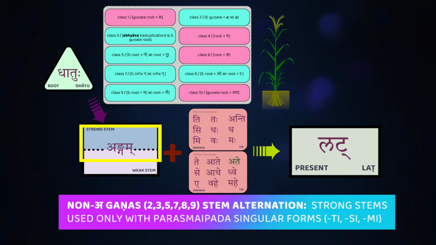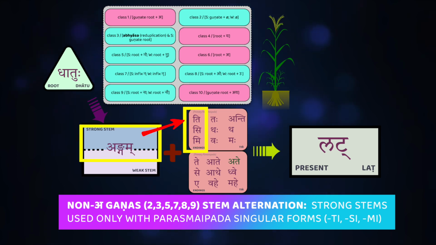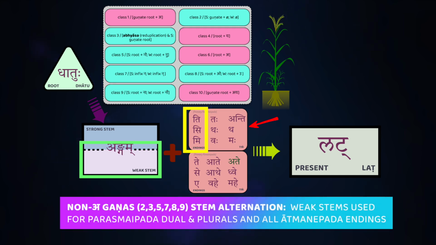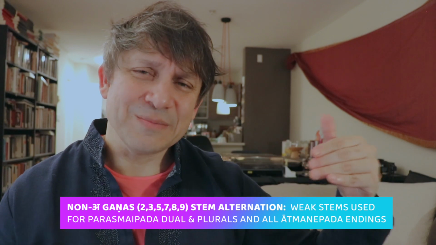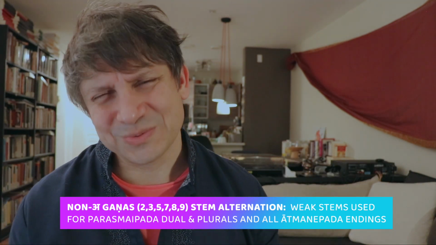The strong stem is only going to happen in 3 different endings, whereas all of the other endings take the weak stem. The strong stem is used with the 3 singular endings of the parasmaipada, meaning ti, si, and mi. Right? All the other endings in the parasmaipada and the entire ātmanepada conjugation use the weak stem. And that's it. It's actually not that hard to remember when we're thinking about it. It's just that it's hard to generate the differences between the strong and weak stems. That's where it gets trickier.